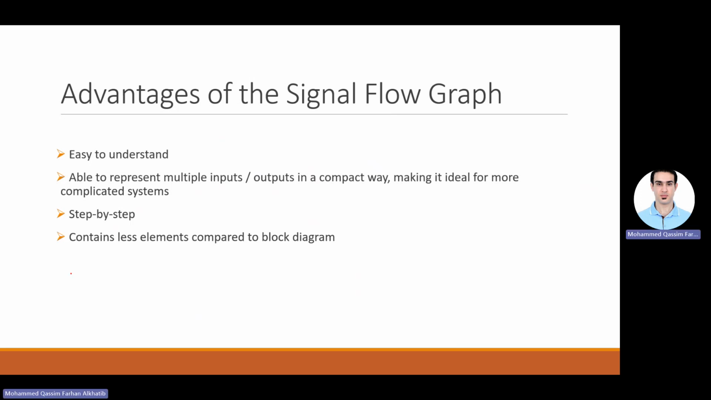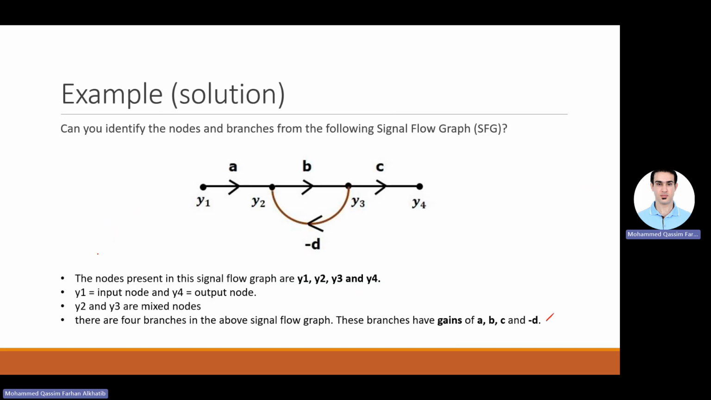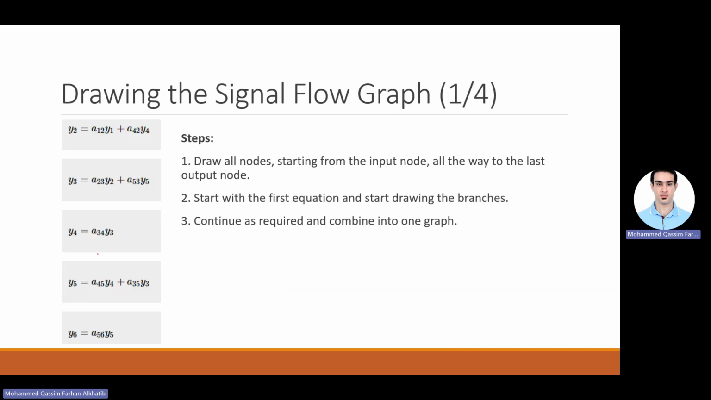And also, we'll find it later, to find the gain for the whole system, or represent the whole system by a single block or single branch. So, drawing the signal flow graph. The steps: draw all the nodes starting from the input node all the way to the last node. Start with the first equation and start drawing the branches. Continue as required and combine into one graph.